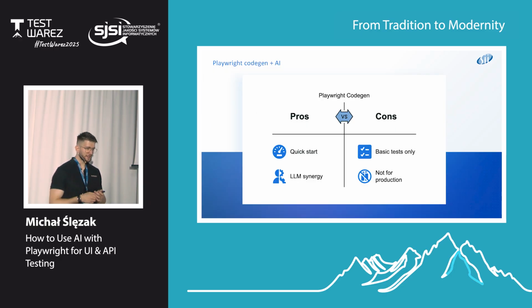Another idea and another experiment I have done is integrating Playwright codegen with AI. Playwright codegen is a simple tool and a good tool for sometimes finding selectors. But to generate code it is not so good, because the quality of the code is not so good. But if we add integration with AI, the output is slightly better.